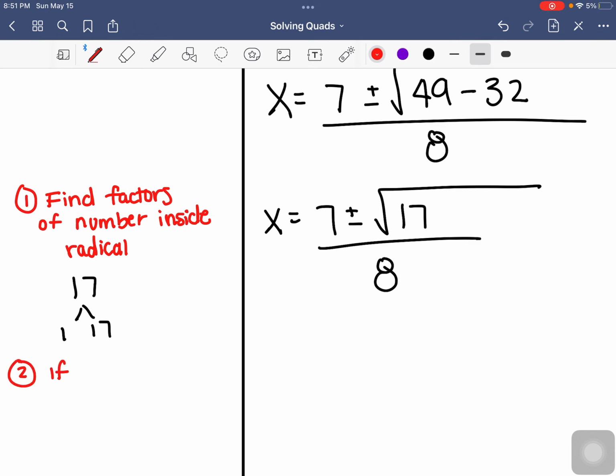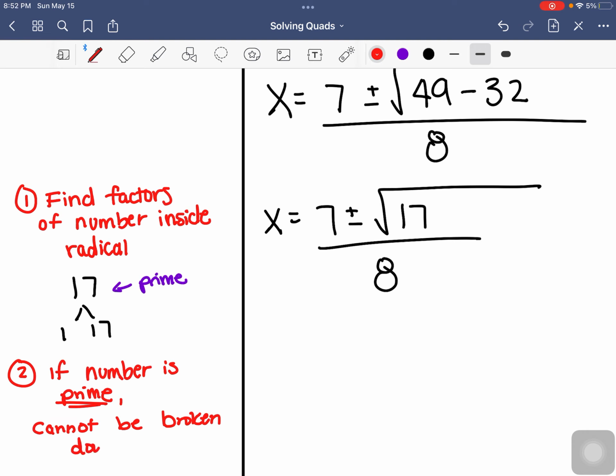So step 2, if number is prime, which in this case it is, then I cannot break it down. It cannot be broken down. Wait. So what do we do? We can't break it down. Well, we just have to take it as it is. So I continue with my two cases.